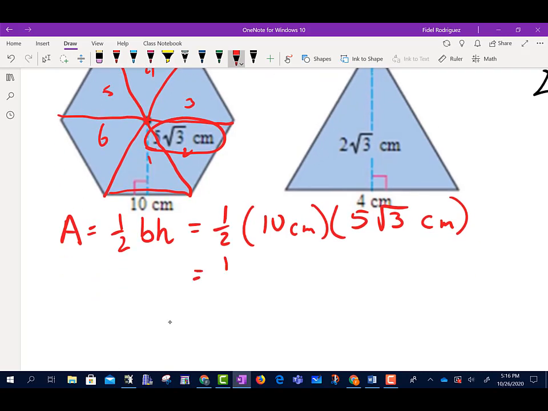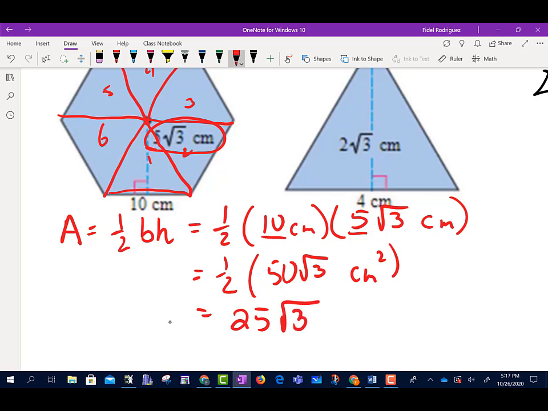So let's see, this is going to be 1/2 times 10 times 5, which is 50 square root of 3 centimeters squared. And then half of 50 is going to be 25 square root of 3 centimeters squared. Now we just found the area of one of those.